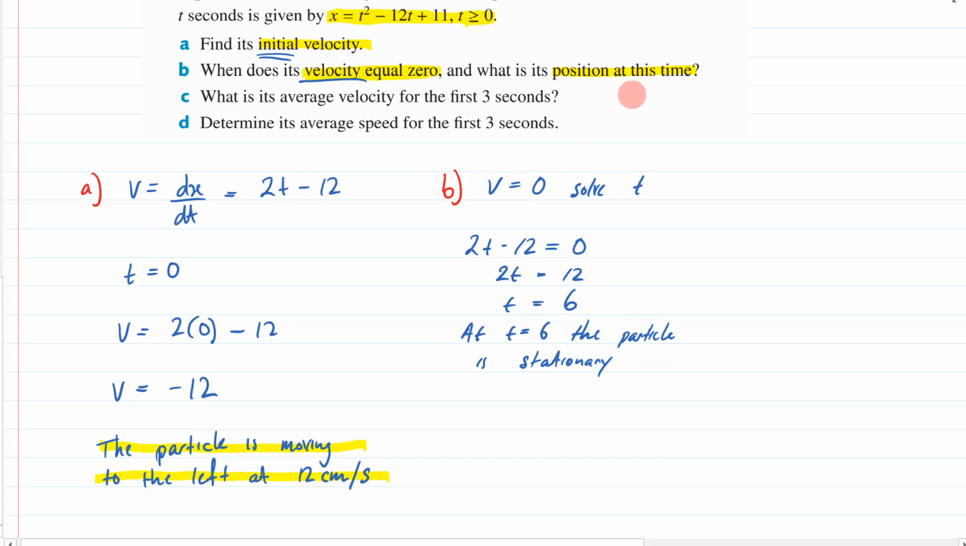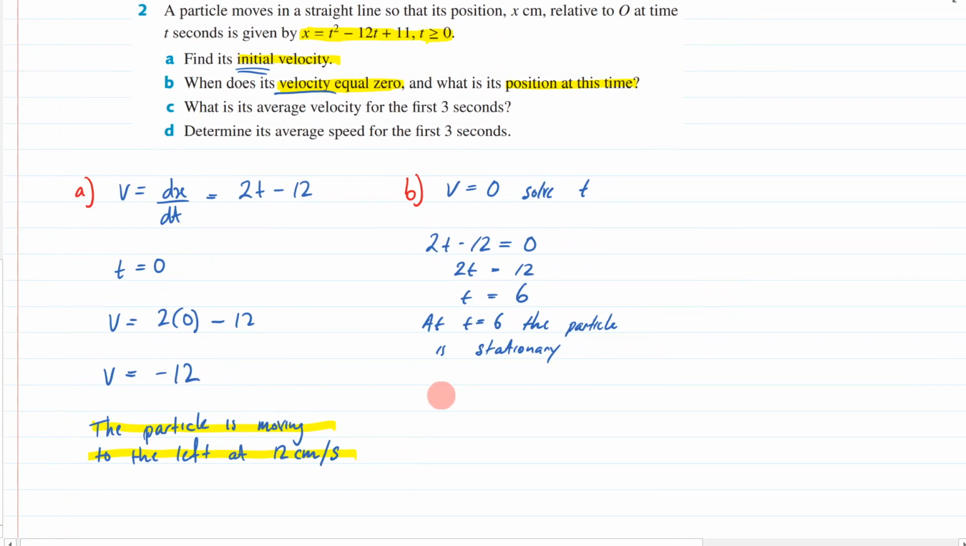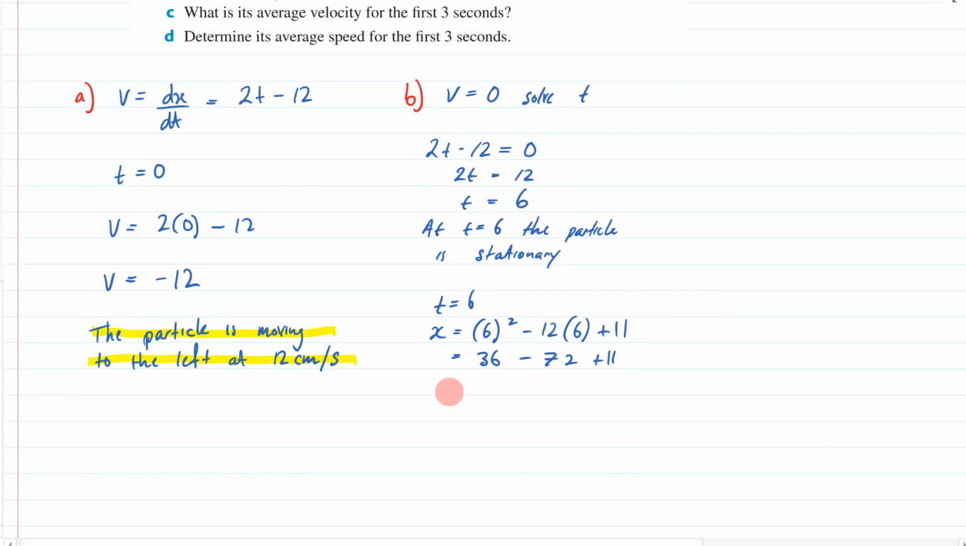And it also wants the position at this time. To find the position at this time, I'm going to say t is equal to 6, and sub that into my position equation. So x is going to be equal to 6 squared minus 12 times 6 plus 11, which is equal to 36 minus 72 plus 11. Then I keep on going. 36 plus 11 is 47, minus 72. This is going to end up being negative 25.